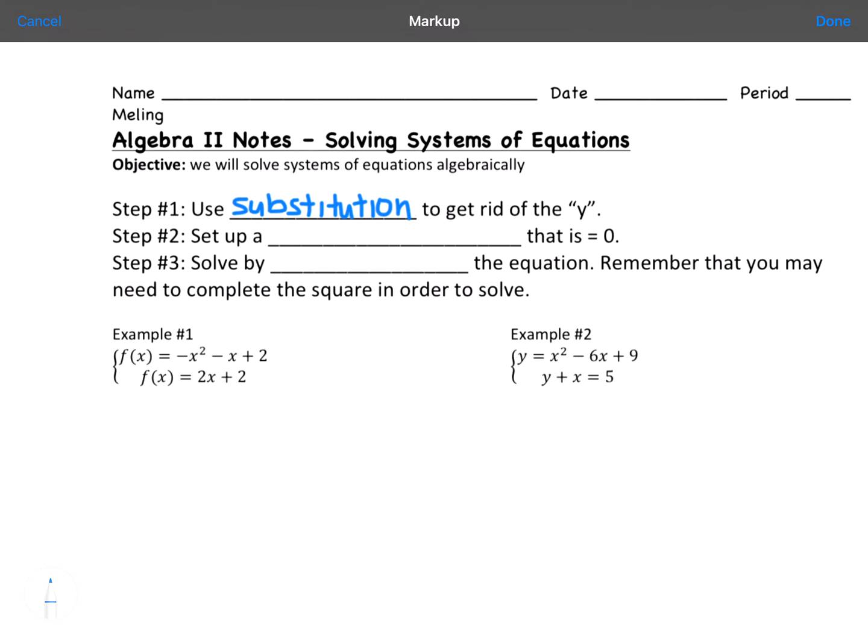Step two, we want to set up a quadratic equation that is equal to 0. We will be factoring, so we want to solve by factoring the equation. And then remember that sometimes we might need to complete the square. We can have 0, 1, or 2 solutions depending on what happens.